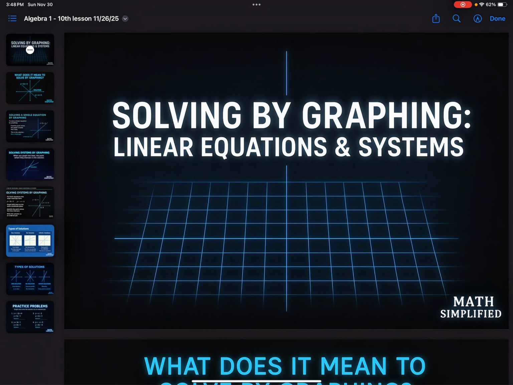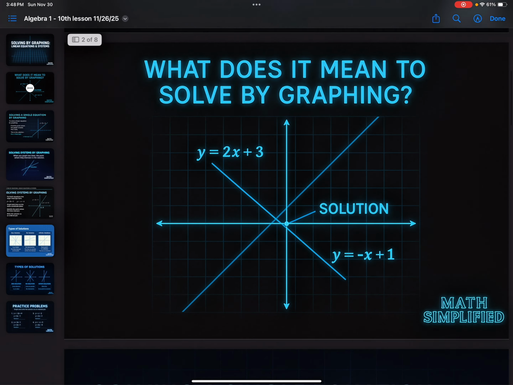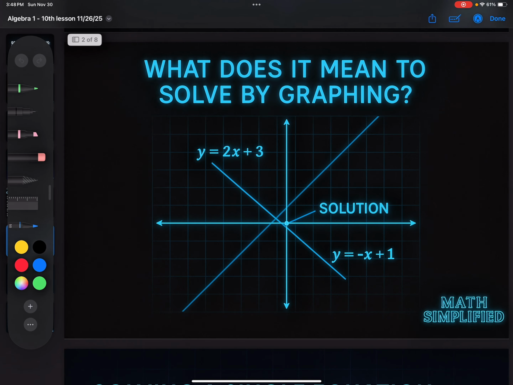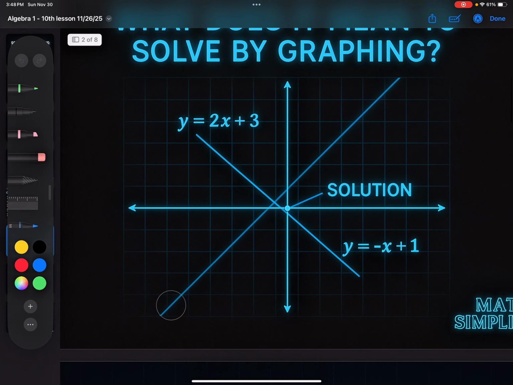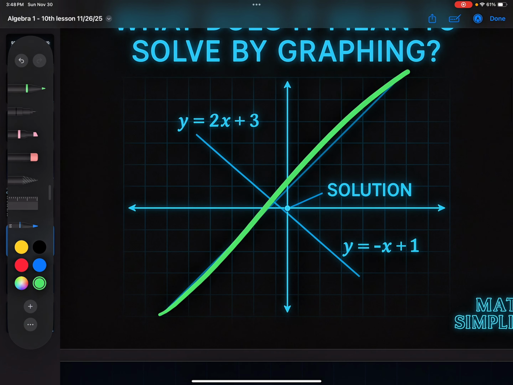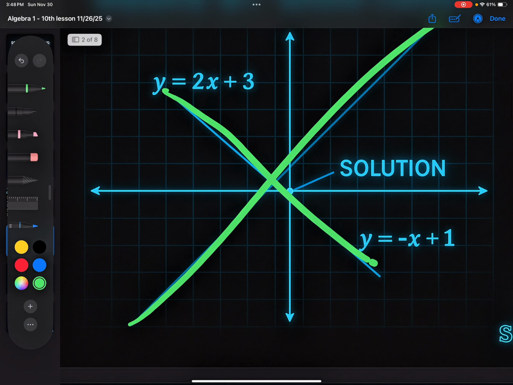Today we'll be solving by graphing linear equations and systems. So what does it mean to solve by graphing? Here in this case we have two lines, right? We have two lines, and if you notice here there's an intersection. So that intersection would be our solution.